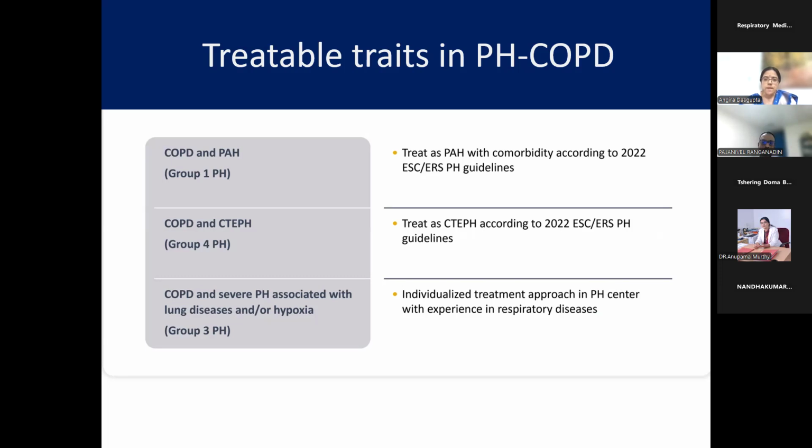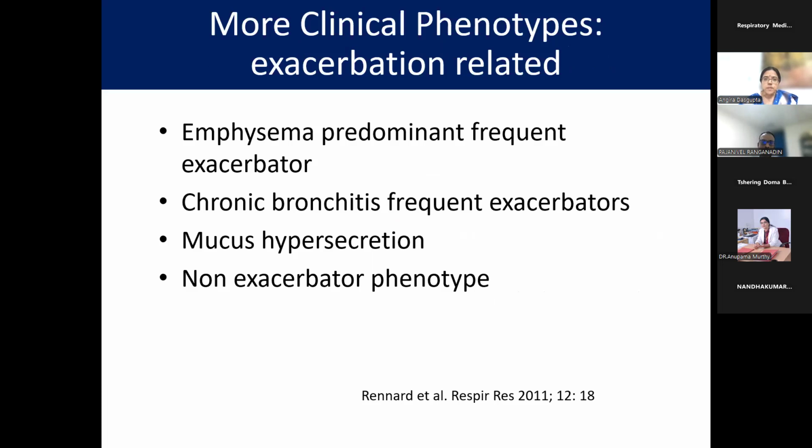I wouldn't go into the details here, but I would point out this particular way of phenotyping COPD, which may be of help in our clinics where we see COPD patients. Emphysema predominant with frequent exacerbator. We know how emphysema is diagnosed. We know how a frequent exacerbator is diagnosed. Chronic bronchitis with a frequent exacerbator. We know how chronic bronchitis is diagnosed. We also know how exacerbators are diagnosed. Mucus hypersecretion, we have defined it in a certain way. And of course, a non-exacerbator phenotype.